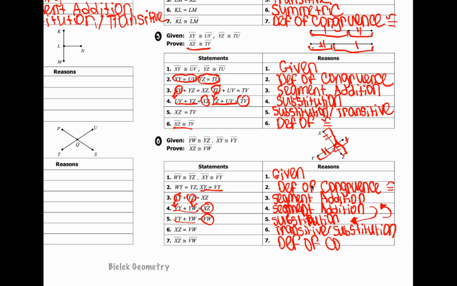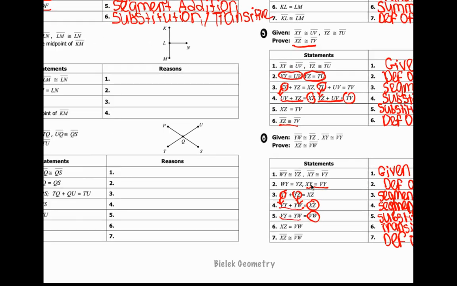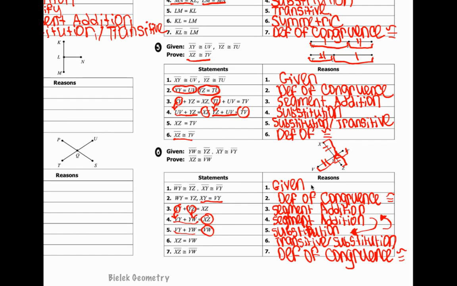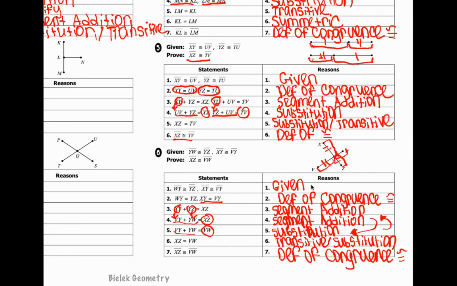So hopefully you're starting to see that these pretty much all follow a similar pattern every time. Lots of substitution, lots of transitive, lots of definitions of congruence. So give 2 and 3 a shot. They're not as hard as the ones we just did. See if you can do them, and then check your answers. So eventually we're going to ask you to do these from scratch without the reasons written in, but we're going to work on slowly building you up to that.